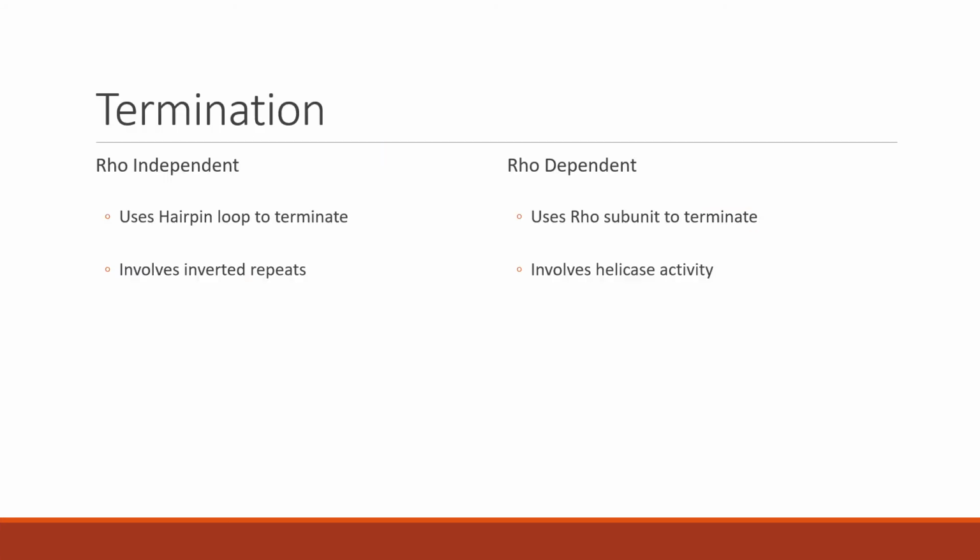There are two types of termination. We have rho-independent and rho-dependent. Rho-independent uses a hairpin loop consisting of inverted repeats to pull the RNA strand away from the DNA and causes separation. And then there's rho-dependent, which uses a rho subunit, which travels up the RNA and uses helicase activity to separate it from the DNA by unwinding it.